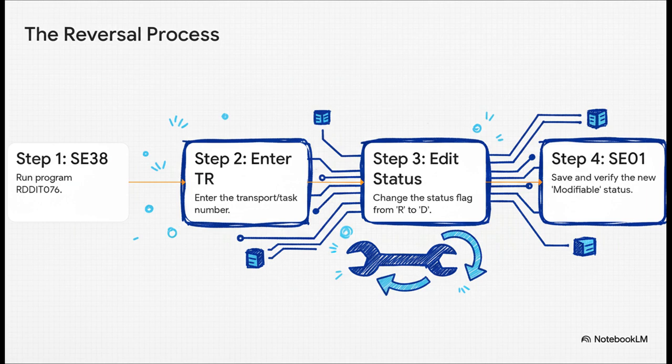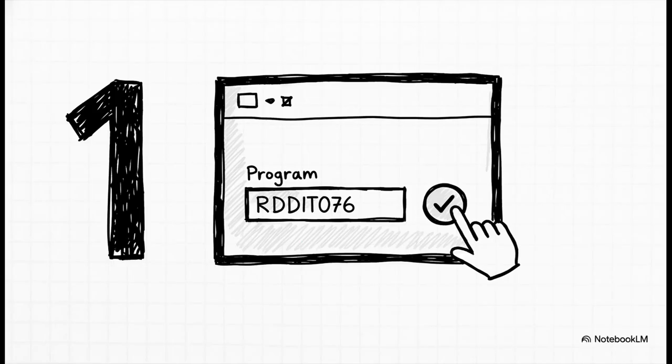First, you run the program in transaction SE38. Second, you enter your transport number. Third, you edit that little status flag from R to D. And finally, you save and verify your work in SE01. Let's break each one down. Okay, step 1 is as simple as it sounds. You just navigate to transaction SE38, you type in the program name, again, that's RDDIT-076, and you hit execute.